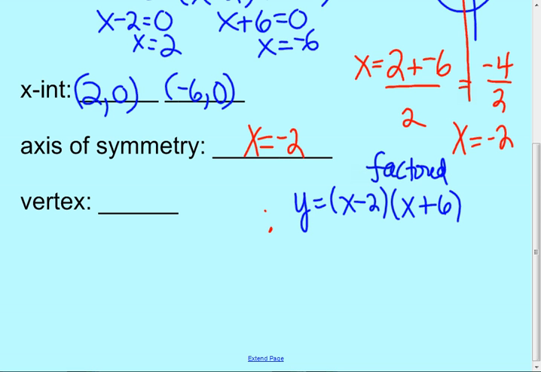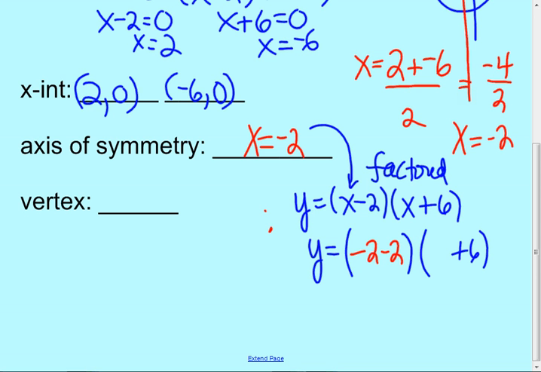Jesse, pay attention, please. Okay, I'm going to substitute negative 2 right in here. So I'm going to get y equals negative 2, careful, minus 2. It's not 0. And then it's negative 2, right? And there's something interesting. This is not by chance.